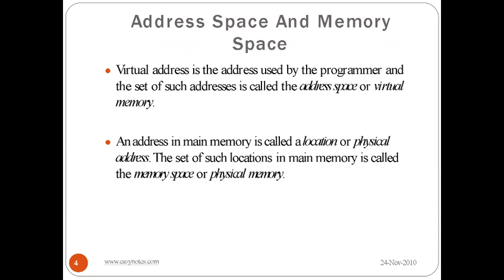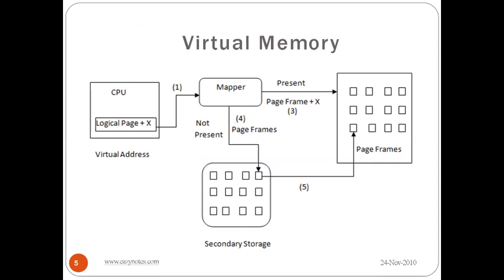Address space and memory space. A virtual address is the address used by the programmer, and the set of such addresses is called address space or virtual memory. An address in main memory is called a location or physical address. The set of such locations in main memory is called memory space or physical memory. This is a diagram of virtual memory.